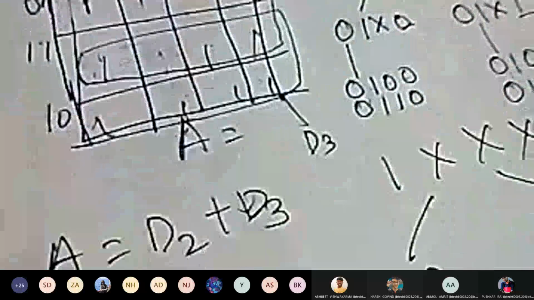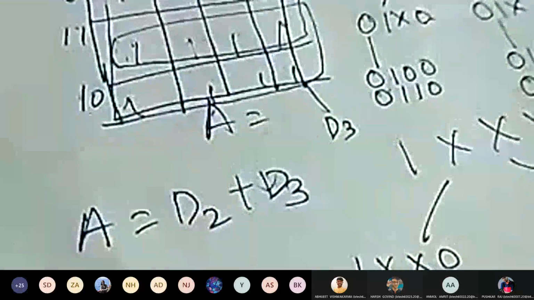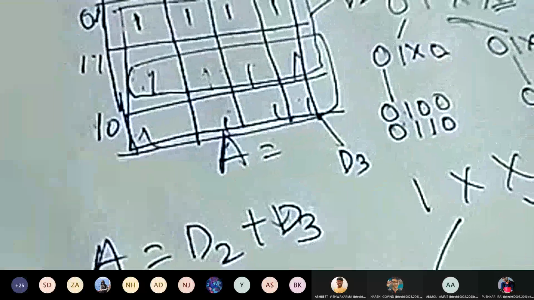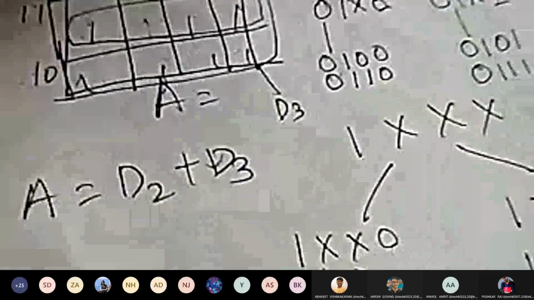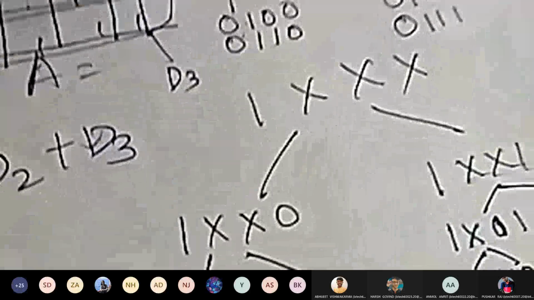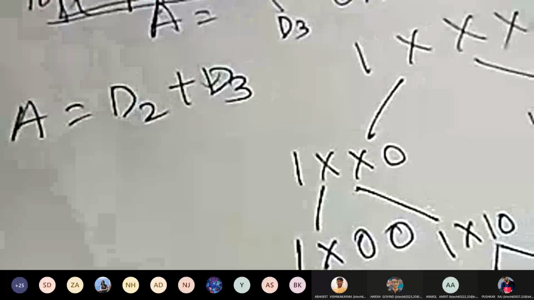Is it clear everyone? This part? This is clear to everyone? Yes or no? Yes, ma'am. Okay. If anybody is having doubt, please ask me.